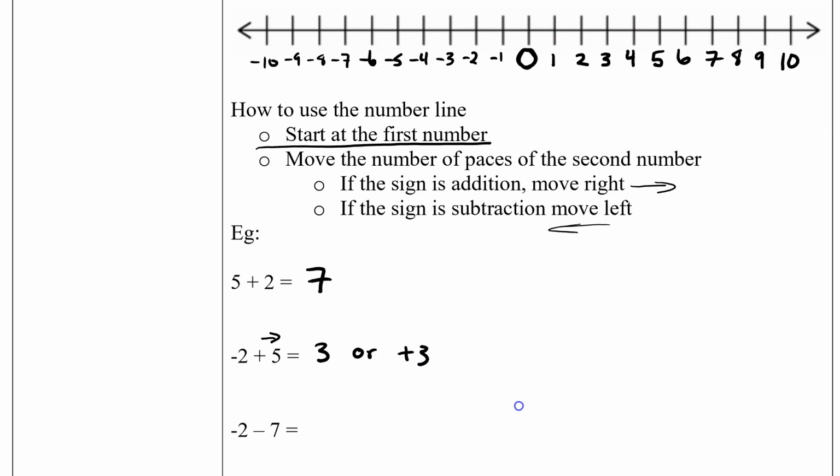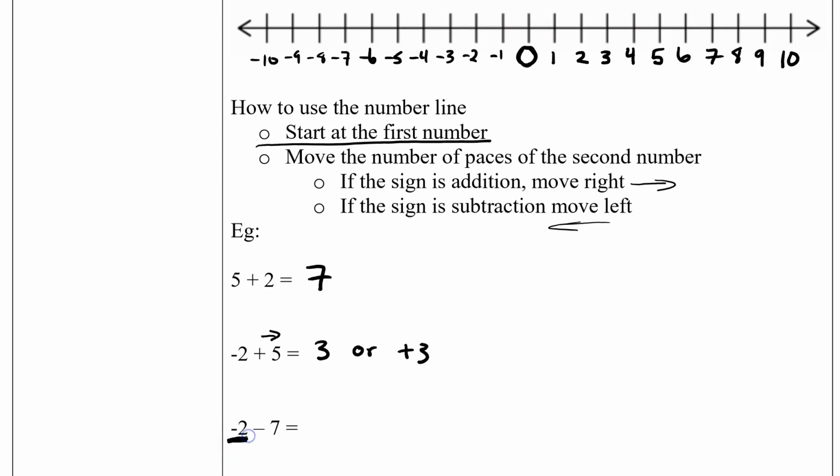Okay, so the first number here is negative 2, so I'm going to start at negative 2. And I'm going to move 7 paces, but the sign is subtraction, so we're going to be moving left. We're going to be moving left 7. 1, 2, 3, 4, 5, 6, 7. So the answer here is negative 9.